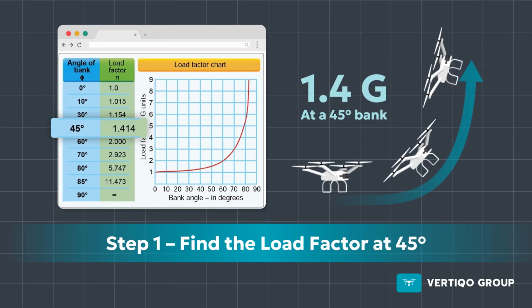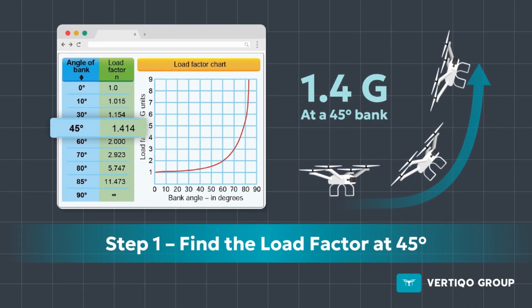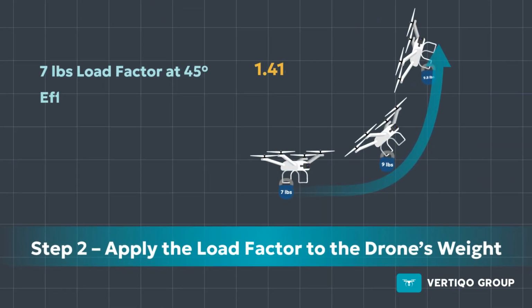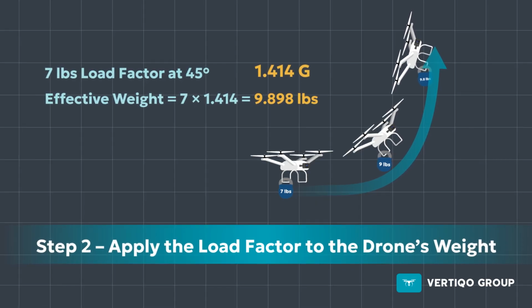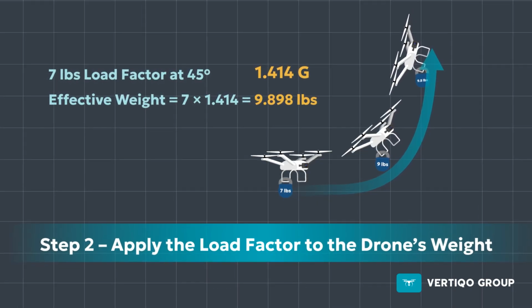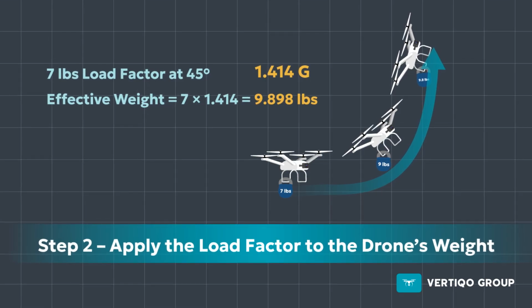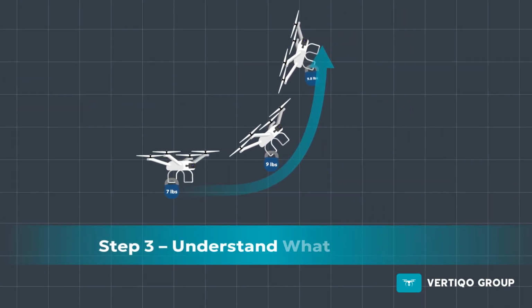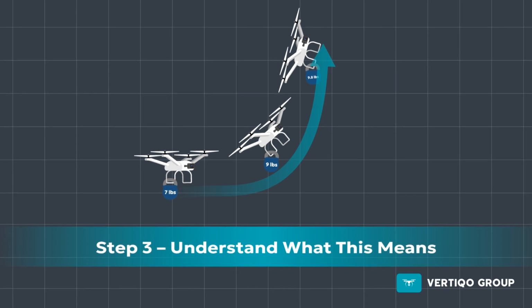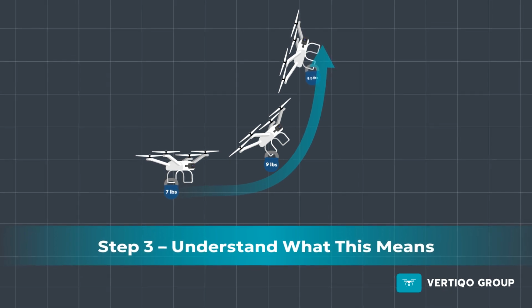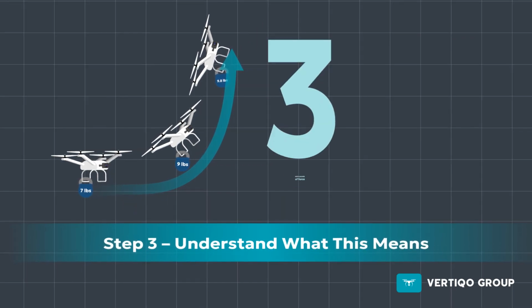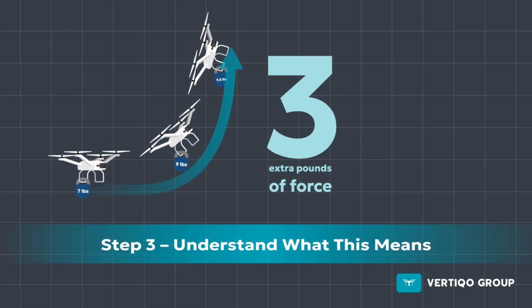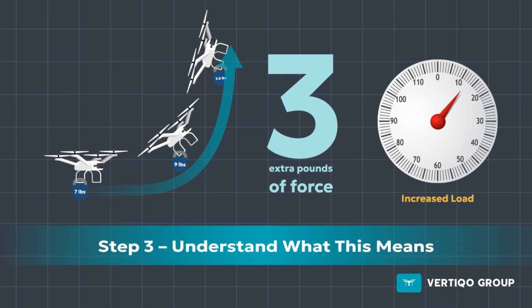At a 45-degree bank, the load factor is approximately 1.4 G. Load factor tells us how many times the normal weight the drone is experiencing. Your total aircraft weight is 7 pounds times 1.414 G, which is equal to 9.898 pounds. So in a 45-degree bank, the drone is now carrying the equivalent of 9.898 pounds, even though it physically weighs only 7. That's almost 3 extra pounds of force on the motors, props, and frame, just from banking.